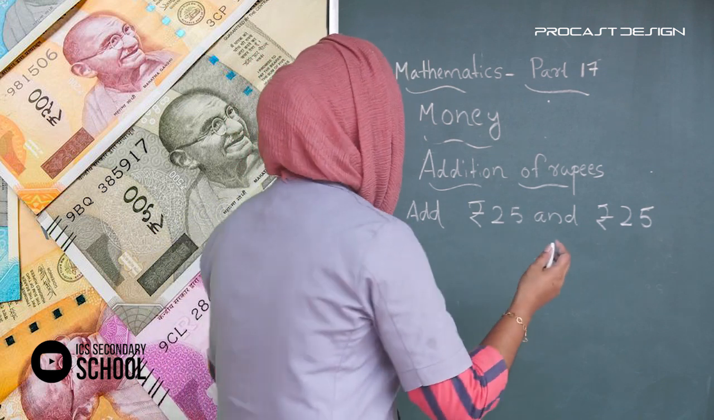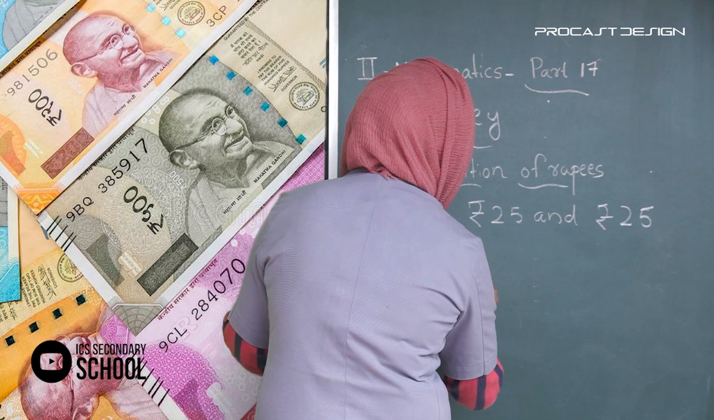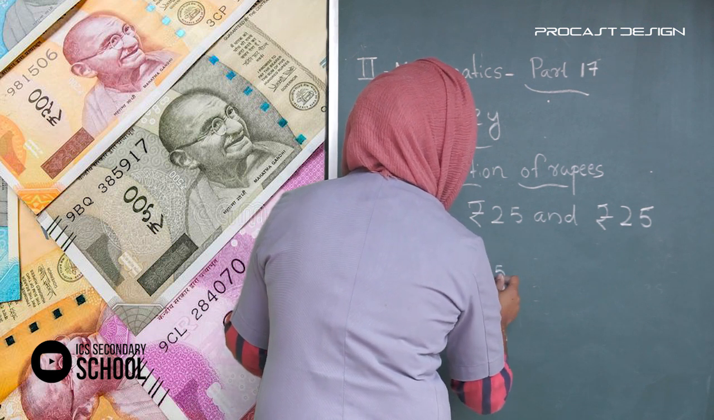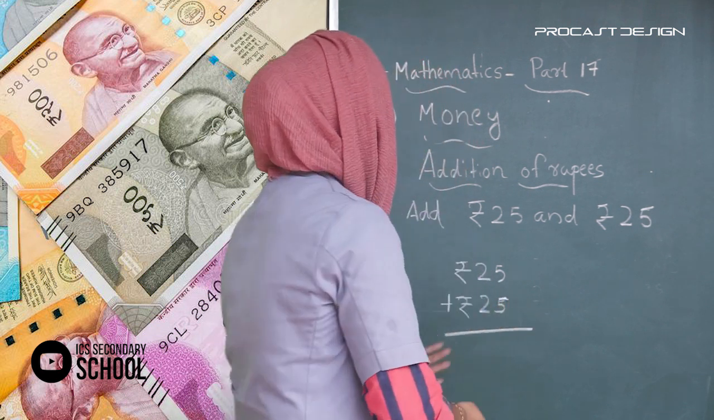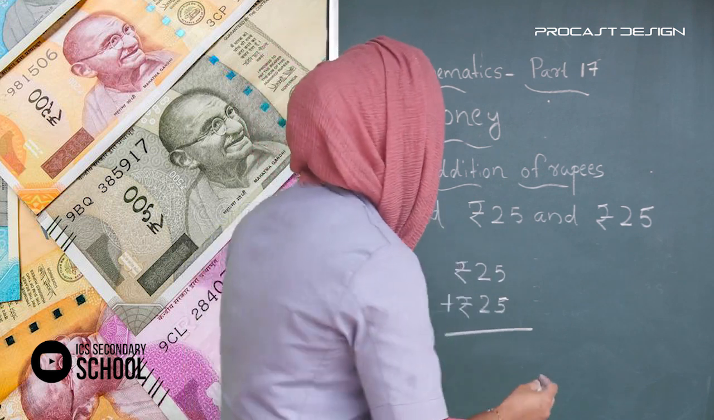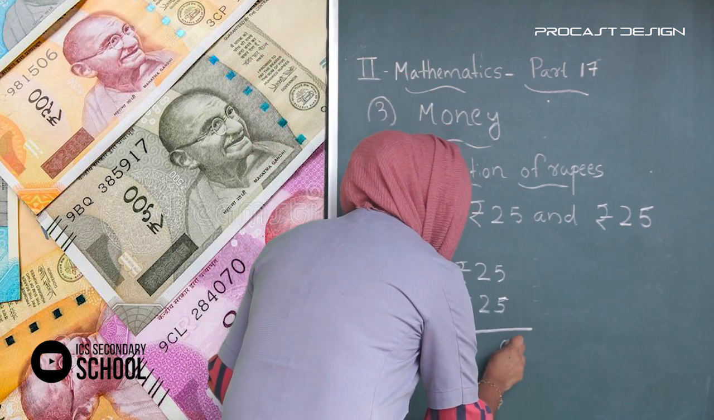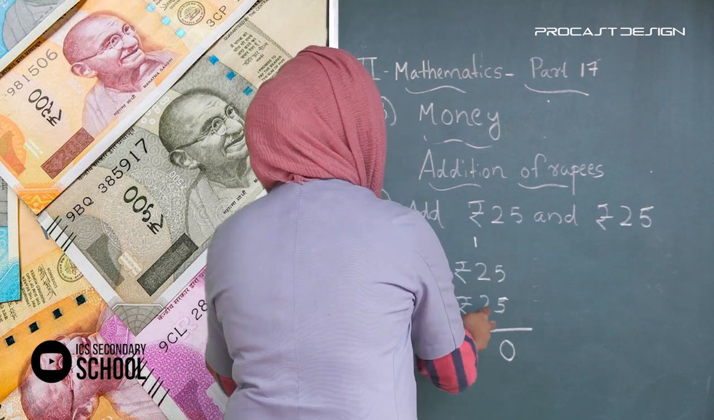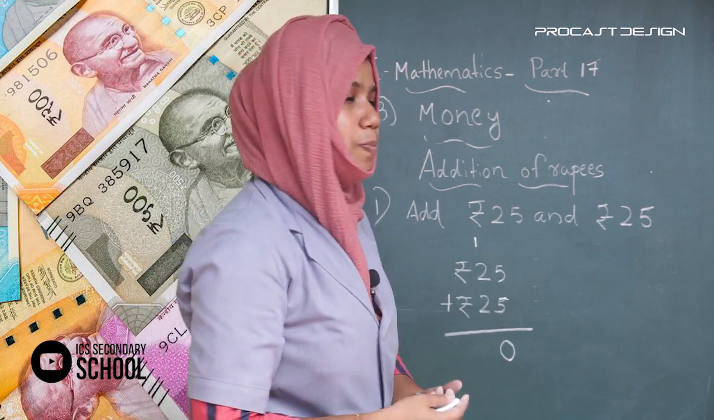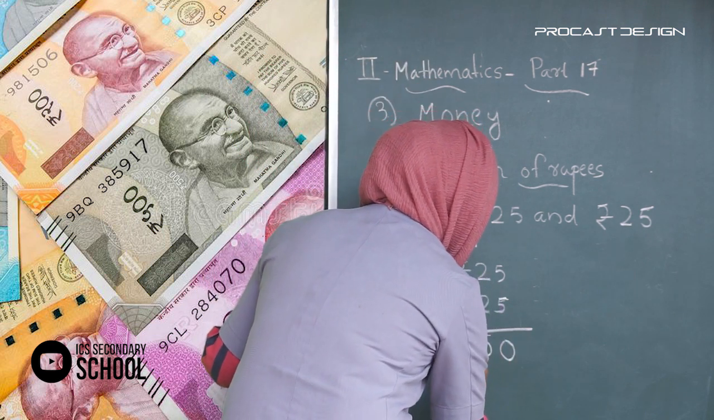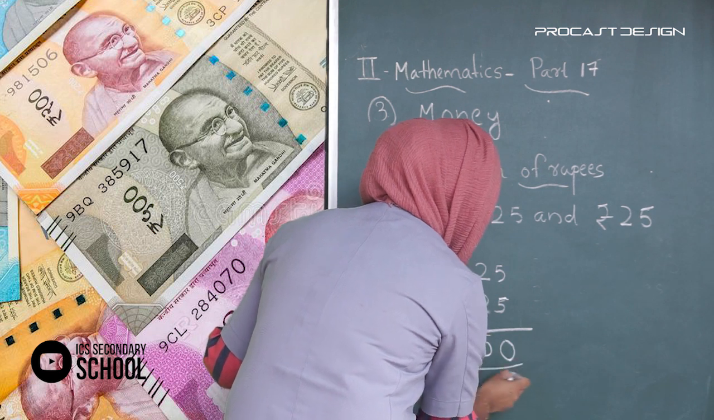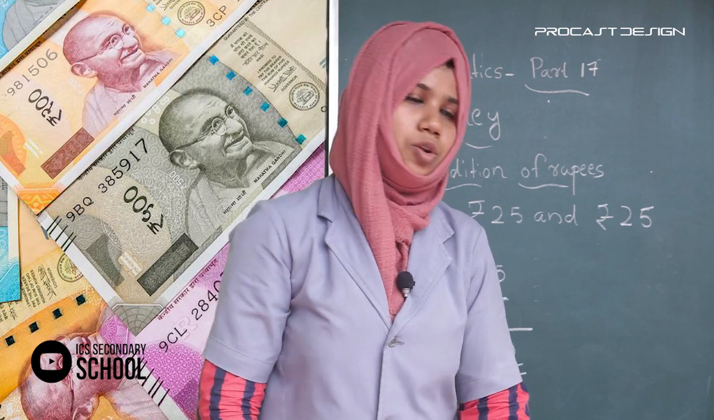We get the answer. So first we add 25 plus 25. So 5 plus 5 is 10. We write only 0 here, carry 1 here. 2 plus 2 is 4, plus 1 is 5. So we get the answer. Don't forget to write the rupees before the answer. So the answer is 50 rupees.